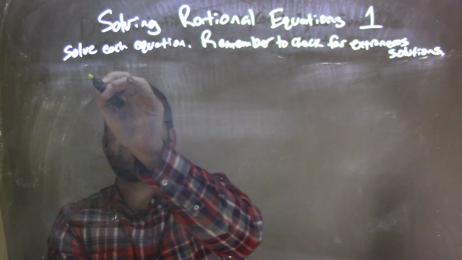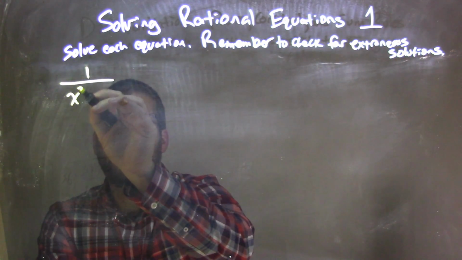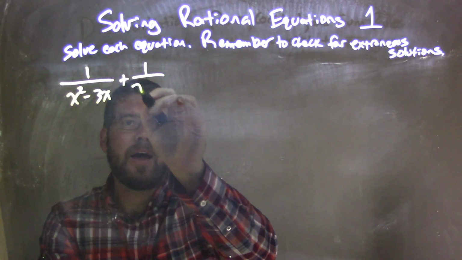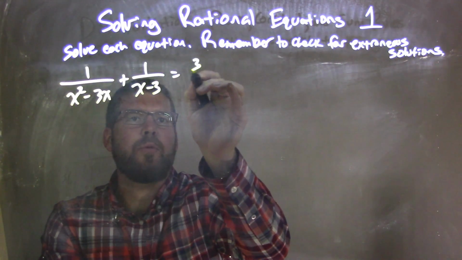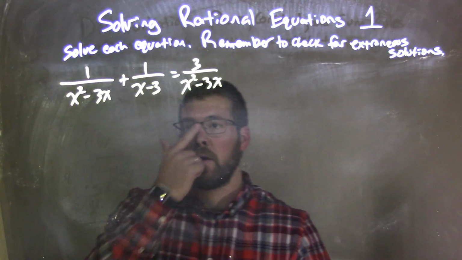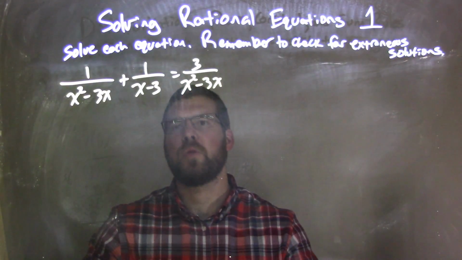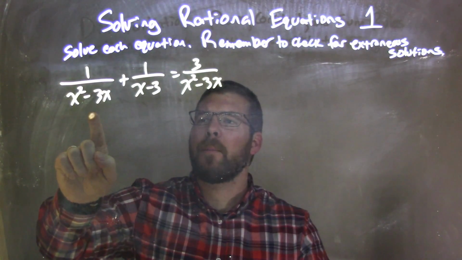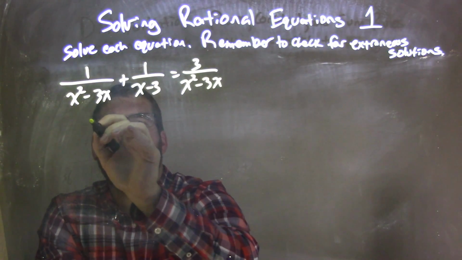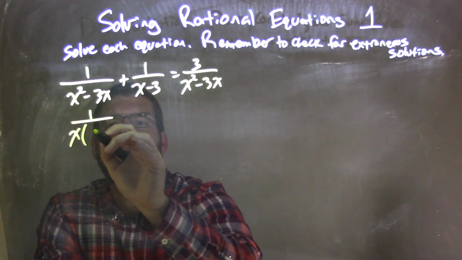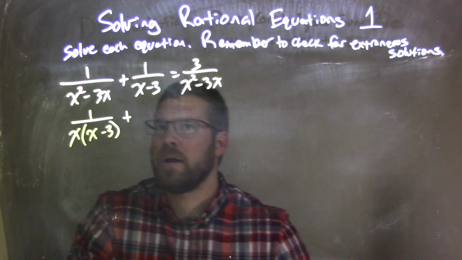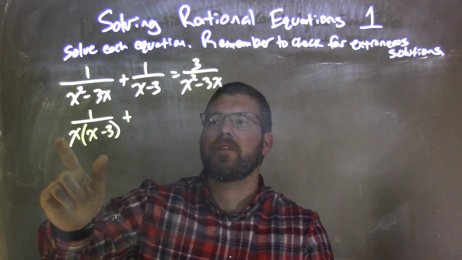So if I was given this equation, 1 over x squared minus 3x plus 1 over x minus 3 equals 3 over x squared minus 3x. What I'm going to do here is a few things. I see this x squared minus 3x, and if I pull out an x, which I can, I have x times x minus 3. What I notice now is that it's the same denominator as the other one, or similar, the x minus 3. The only thing is there's an x on the outside.